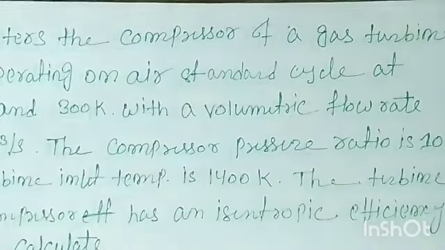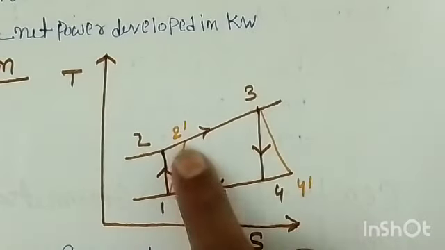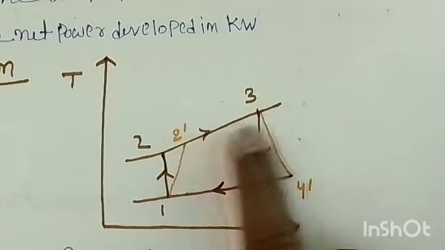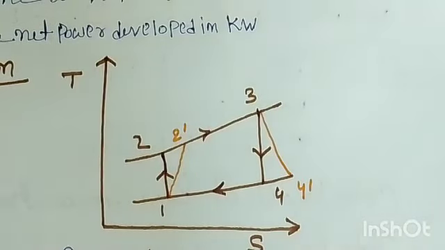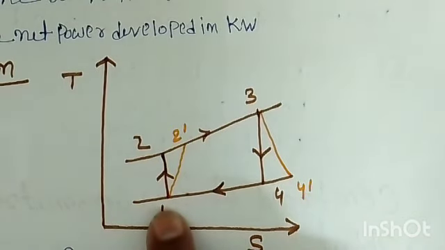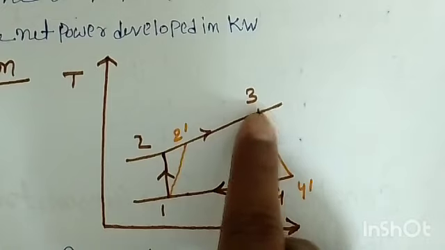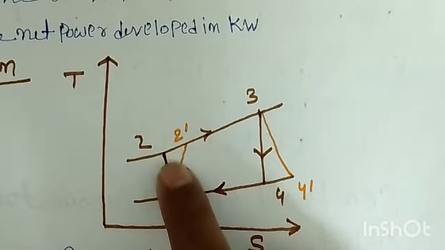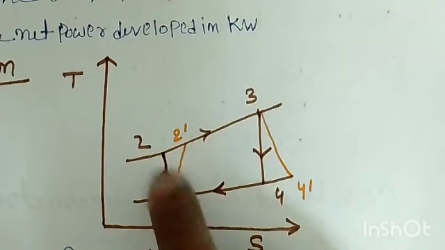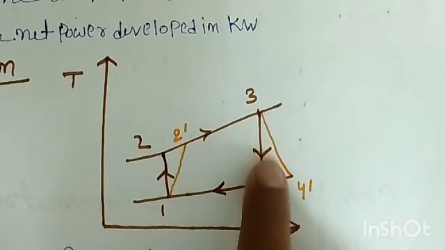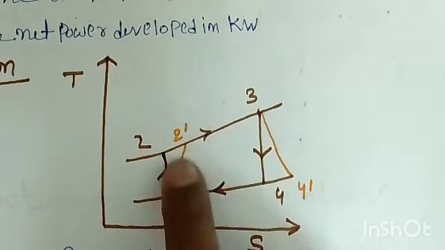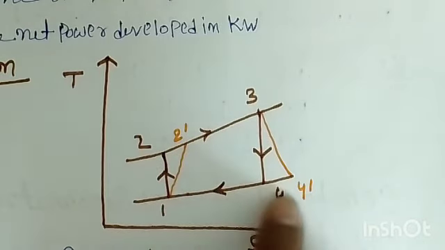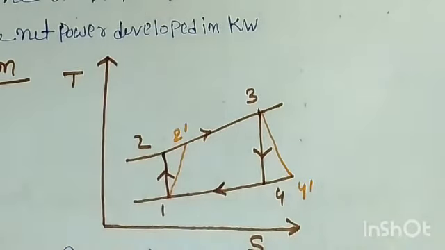Okay, now if you look at the TS diagram, so 1 to 2, 3 to 4 is the compression and expansion. So the data given is P1, T1, T3, and the pressure ratio, which is 10, as well as the compressor efficiency 80% and the turbine efficiency, also 80%. It means we don't have T2 dash, T4, T4 dash, T2, right? So this data is not given.